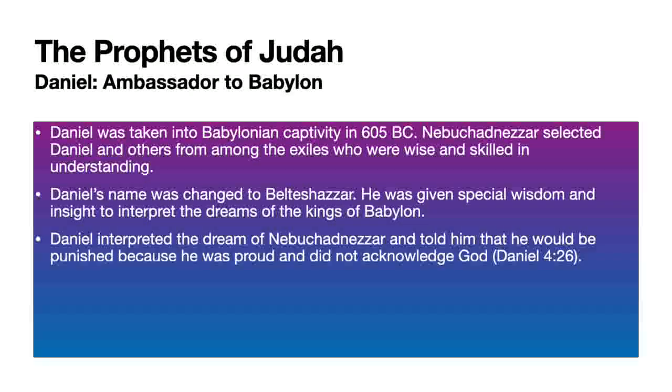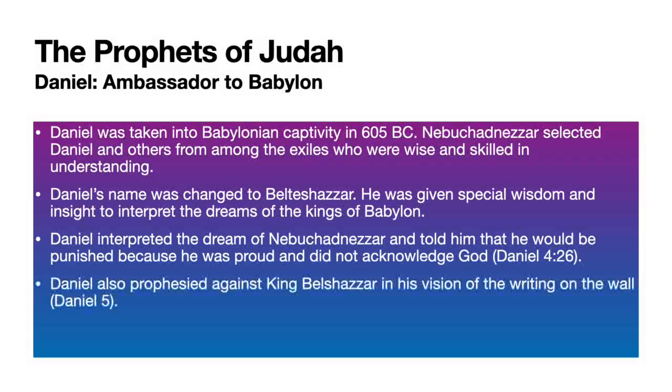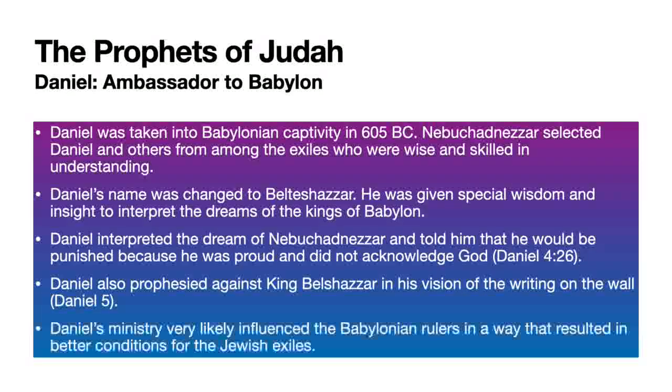So we can see that God is using Daniel to preserve the Israelites by showing the kings of Babylon that the God of Daniel is the true living God. So a very important point. Daniel also prophesies against King Belshazzar in his vision of the writing on the wall, and this is from Daniel chapter 5. We'll talk about that in a little bit. And then, like I said, Daniel's ministry very likely influenced the Babylonian rulers in a way that resulted in better conditions for the Jewish exiles.